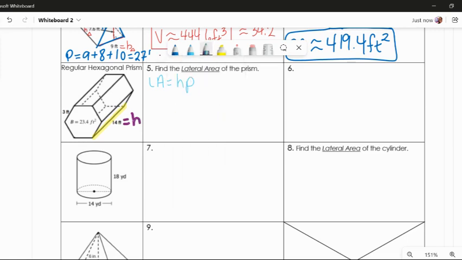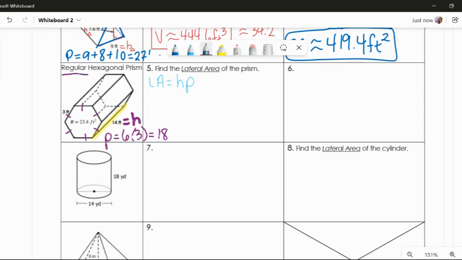Perimeter of the base we haven't found yet, but they did tell us that it's a regular hexagon, which means that all of the sides are congruent. So for the perimeter of the base, all 6 of the sides are 3 units long, so the perimeter of the base is going to be 18 units.